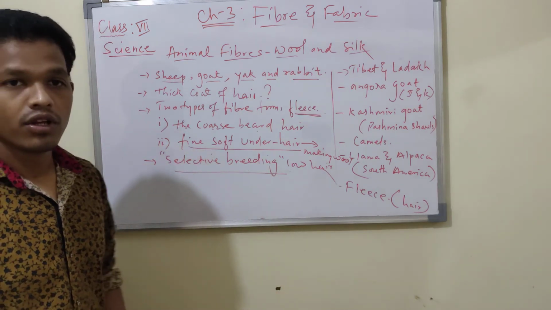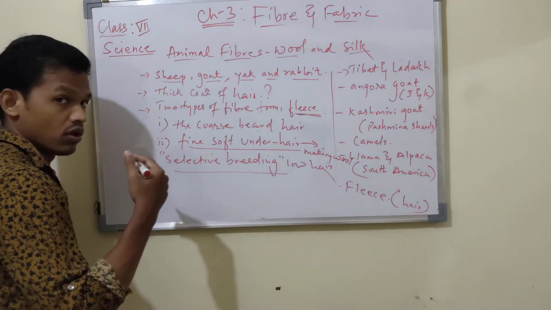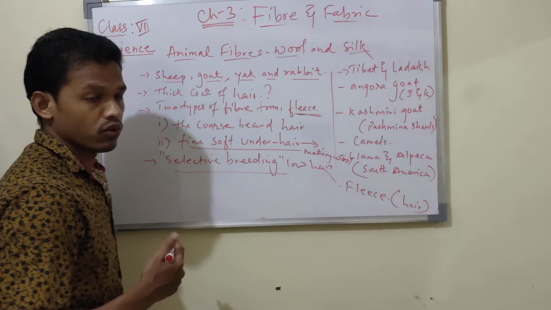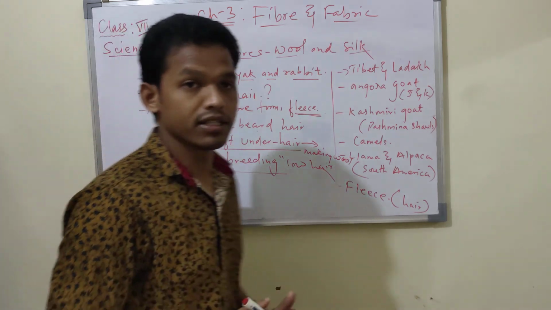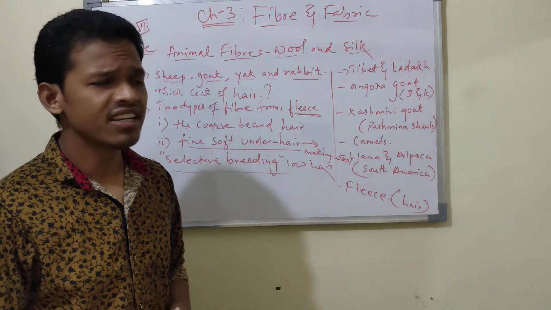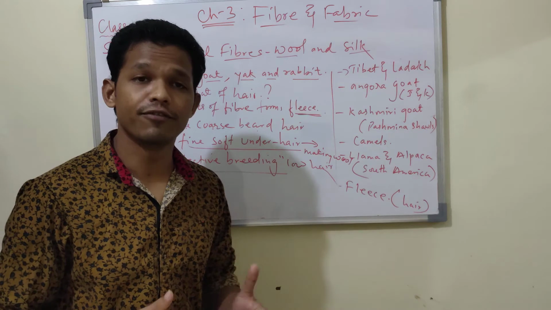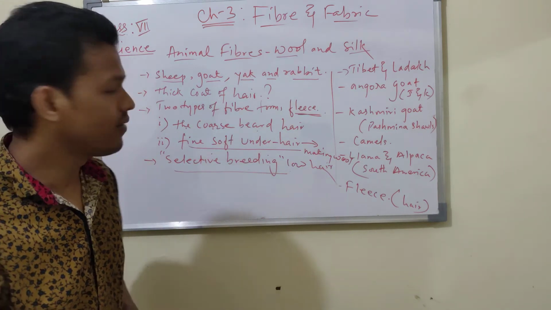Where do you get this wool? How do animals provide us wool? Animals yield wool. We obtain wool from animals. So what about India? If you look, in several parts of India we have different breeds of sheep.